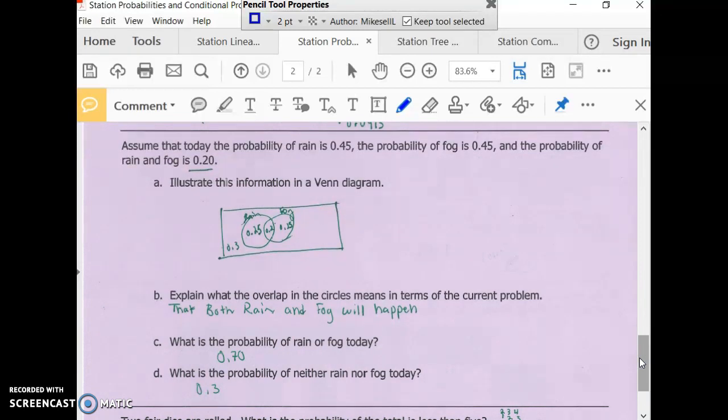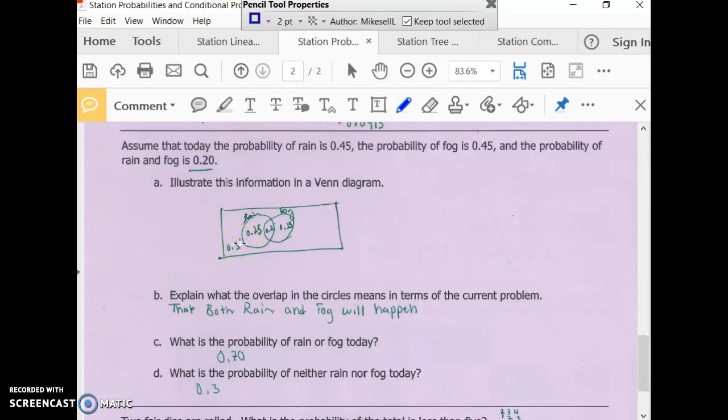Okay, rain and fog, guys, Venn diagrams. Rain is 0.45, so those two have to add up to 0.45. Fog is 0.45, those two have to add up to 0.45, and the probability of rain and fog is 0.2. So 0.2 goes in the center, 0.25 and 0.25, and then on the outside it all has to add to 1. If I add those up, that's 70. On the outside I get 0.3.